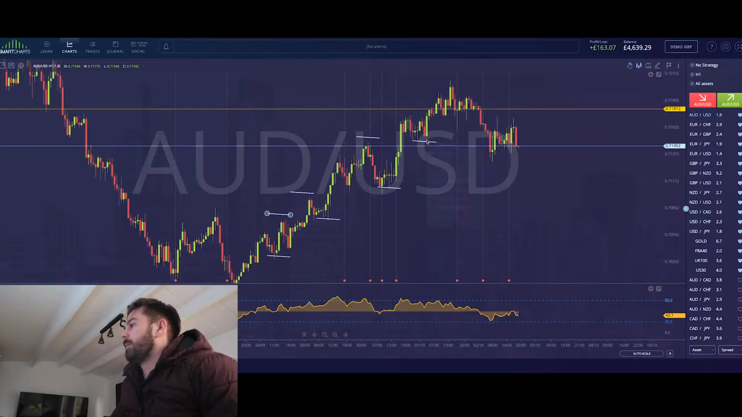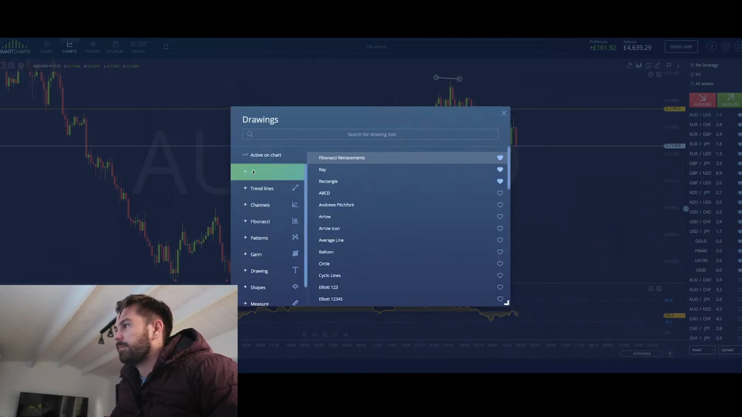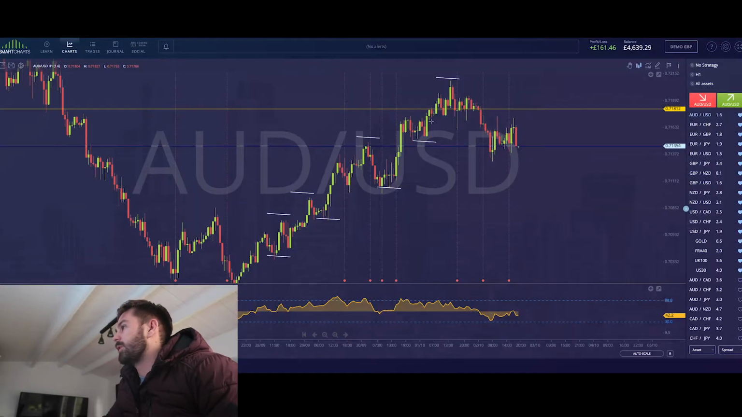Let's do one more. Okay, and then what do we get? We got a break of structure. Trend line. Break of structure. So this will be our structure. Price has broken that structure.